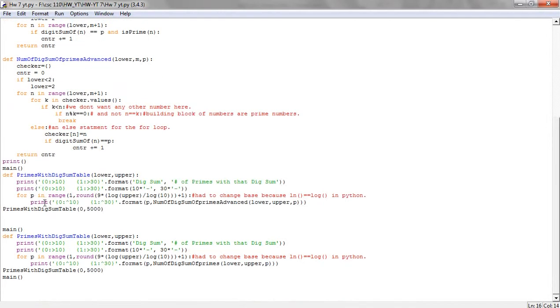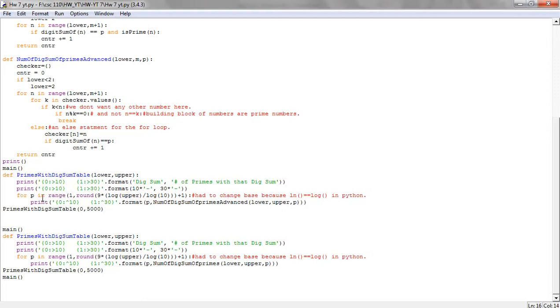The extra credit question was to print out a nicely formatted table, and I have it over here. I have two different codes that do the same thing basically, but pretty similar. So over here I have it printing out digit sum and number of primes with that digit sum in a nicely formatted style, and I'm also printing out hashes, as you can see, also in a pretty nicely formatted style.